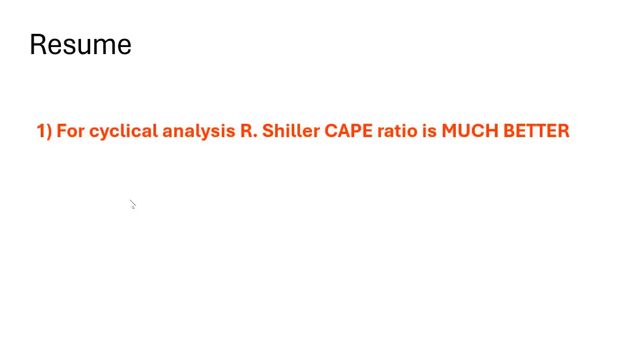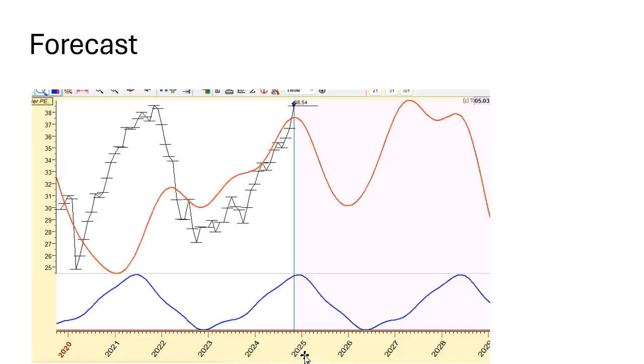So, if you are very busy, I will show you results first, and after that I will do detailed analysis. For resume: firstly, for cyclical analysis, I highly recommend to use CAPE ratio. It works much better. Second, this is forecast for CAPE. This blue line is the 41-month Kitchin inventory cycle. You see it shows it is expecting 29.